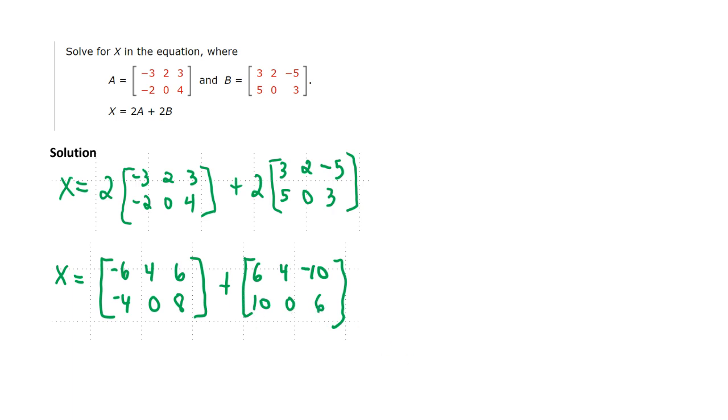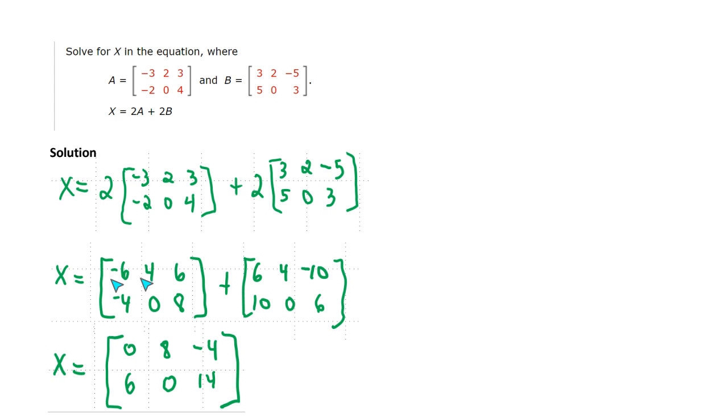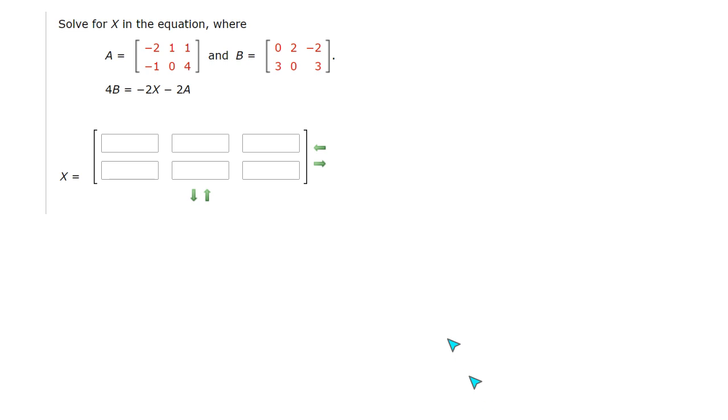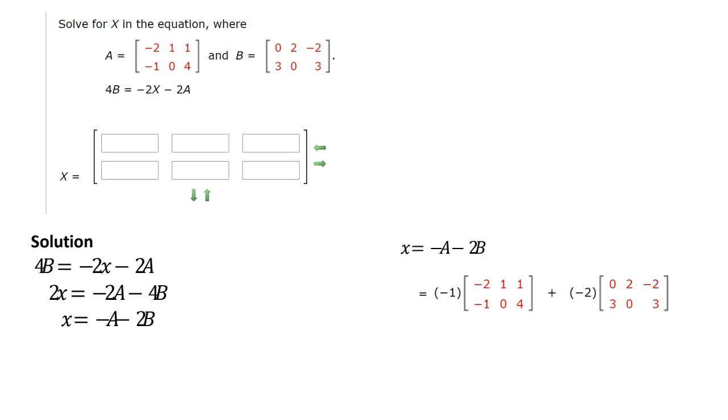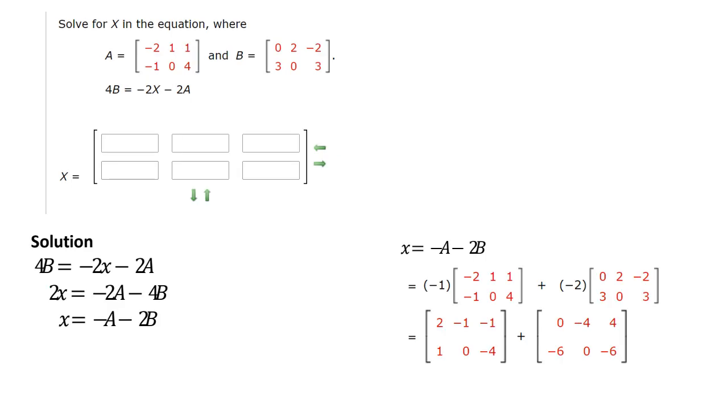Now we can add. So we have -6 plus 6 is 0. 4 plus 4 is 8. 6 plus -10, -4. 6, 0, and 14. And then we would enter our answer in there. Let me go ahead and go to the next one.